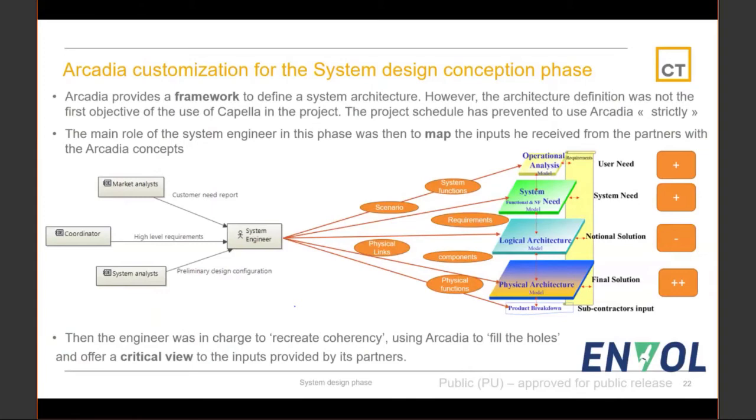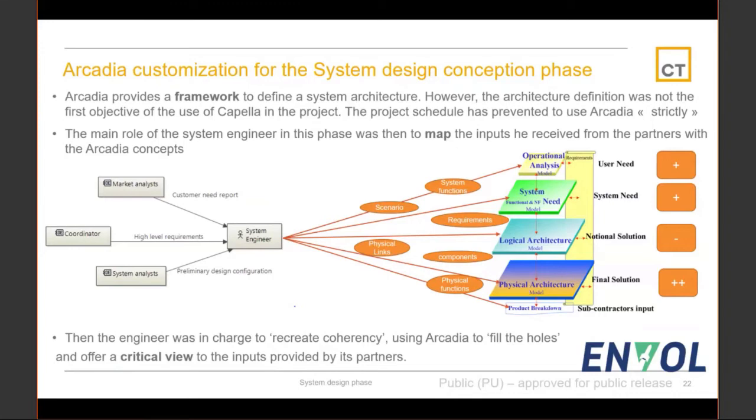However, what we saw is that there was one perspective in Arcadia that was not really well suited for this approach: the logical architecture. Actually, the inputs of subsystem design were more often given with concepts related to physical architecture. There are very few inputs that we receive that really fit with logical architecture. So we envisioned the solution of not making any logical architecture.